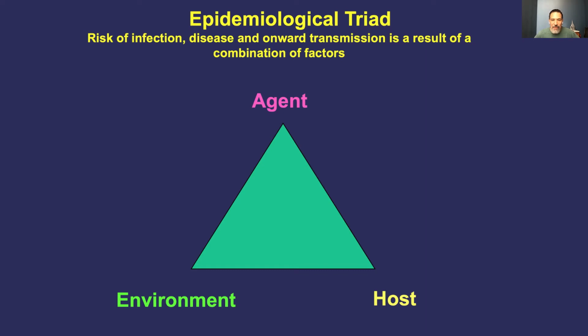And environmental factors refer to those things like urban or rural settings, whether it's a cold or hot climate, wet or dry, high or low population density, things like that. And all three of these things, of course, interact to influence the risk of infection, disease, or onward transmission in individuals and populations.